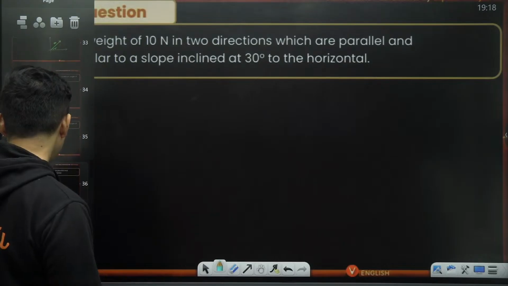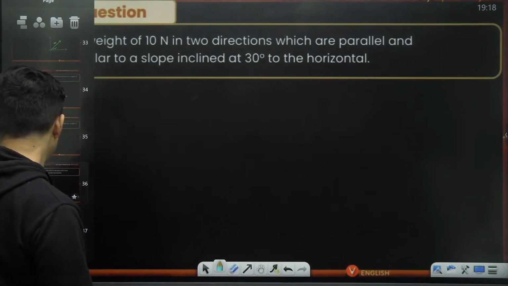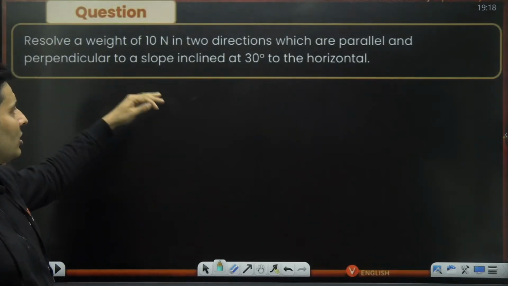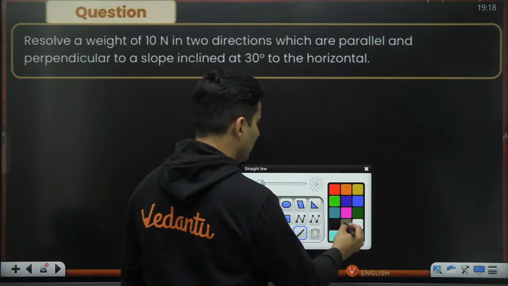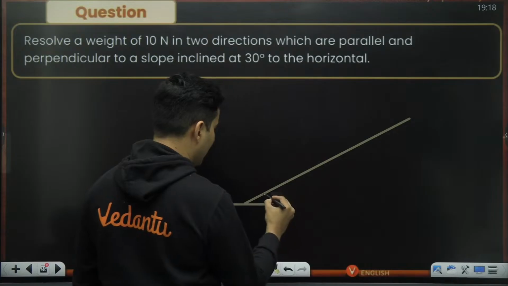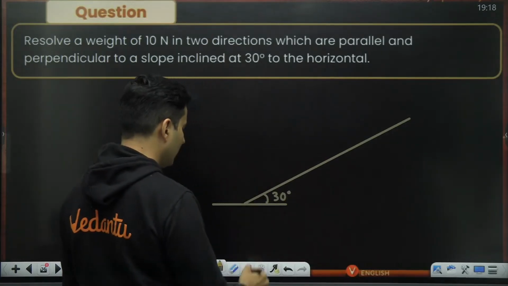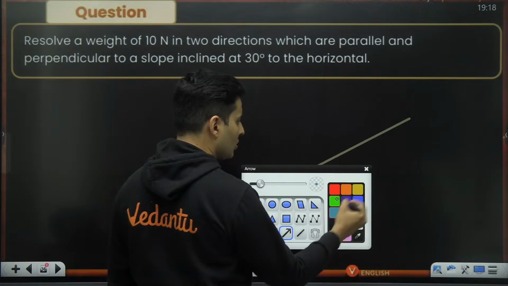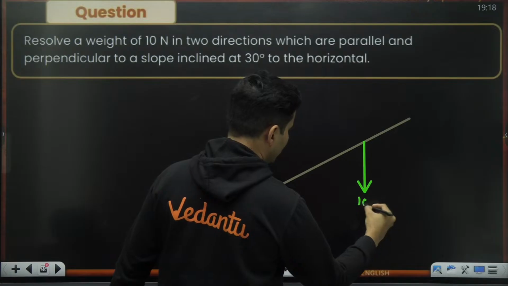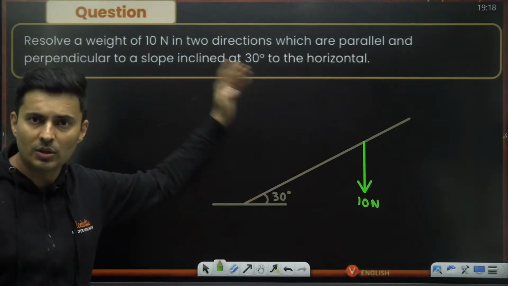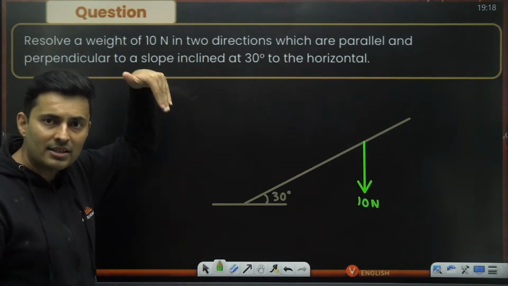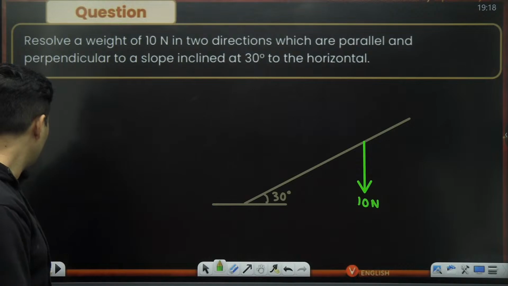Moving on to the next question. Resolve a weight of 10 newtons in the directions which are parallel and perpendicular to a slope inclined at 30 degrees with the horizontal. So let's draw a slope. This is a slope which is making an angle of 30 degrees with the horizontal, and weight means it's a force. So that force is like this and it has a value of 10 newtons. This is the diagrammatic representation of the question. Weight will always act in the direction of gravity. Gravity always acts down, so that's why I've shown the force of 10 Newton also downwards.